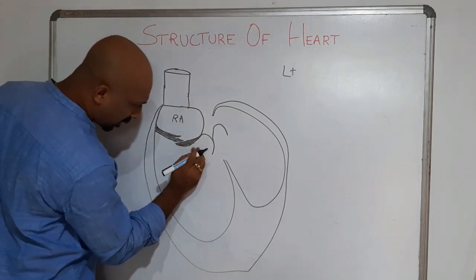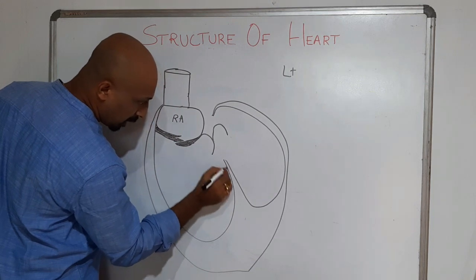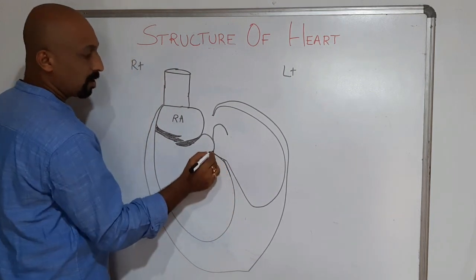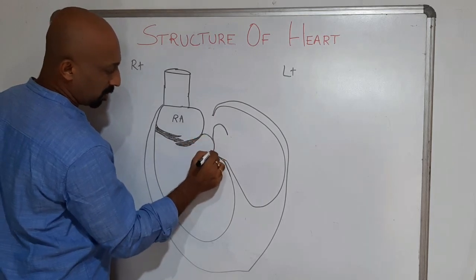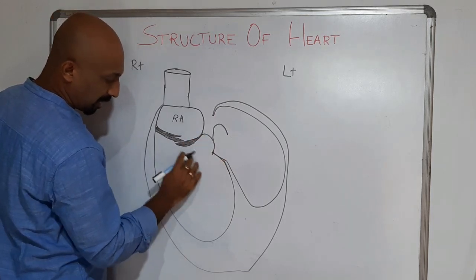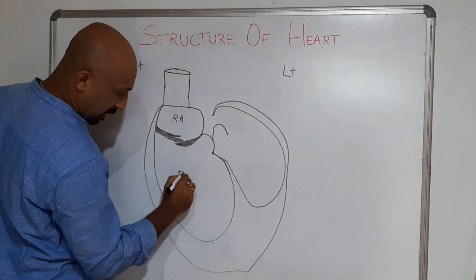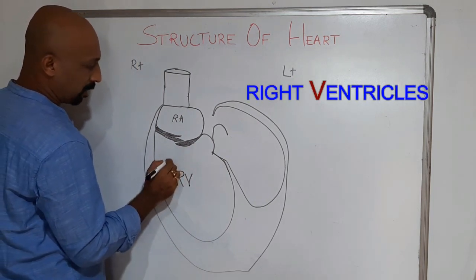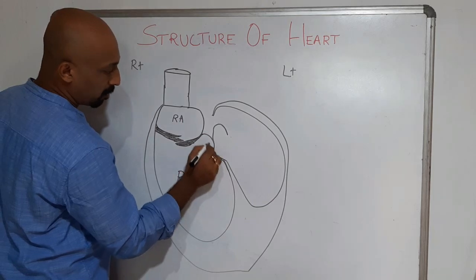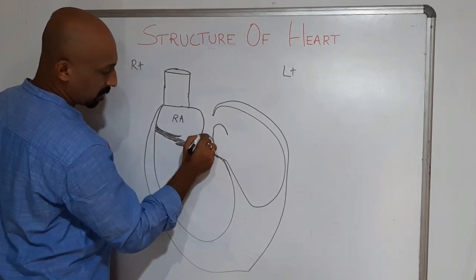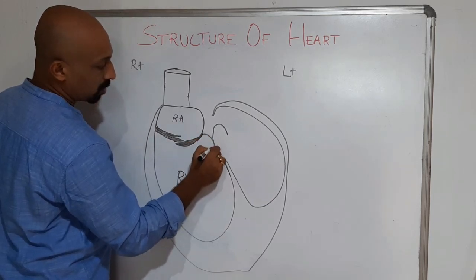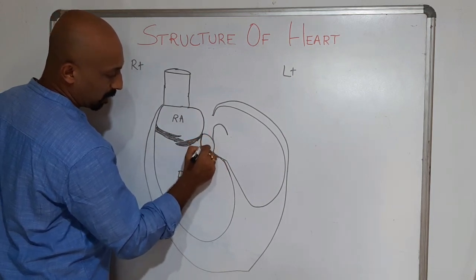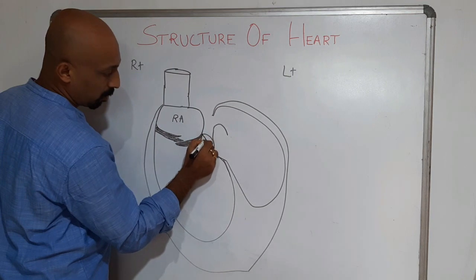So in order to make the other chamber, I am just adding the structure like this. So this structure here, this is the right ventricle. So in order to make the structures a little bit clearer, I make this the right side of the heart. Here the structure is called the pulmonary artery. I made the opening like this.